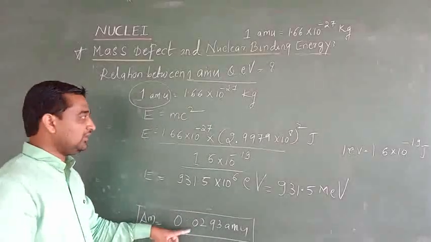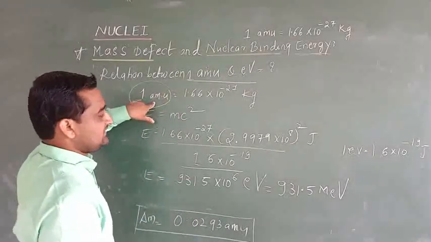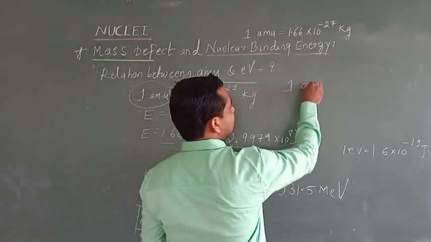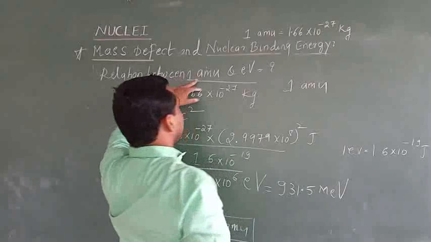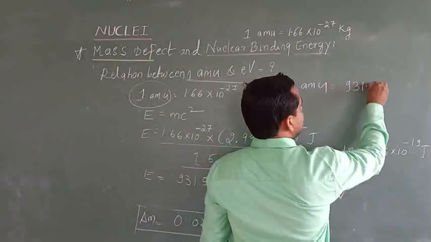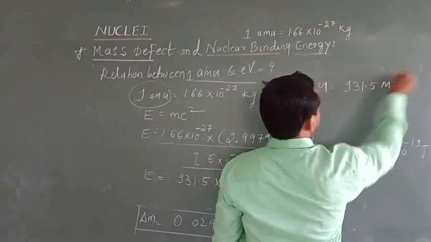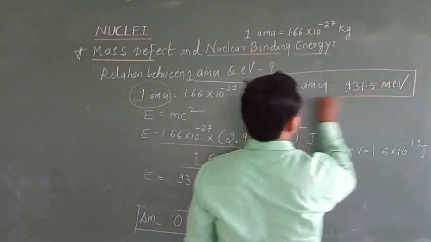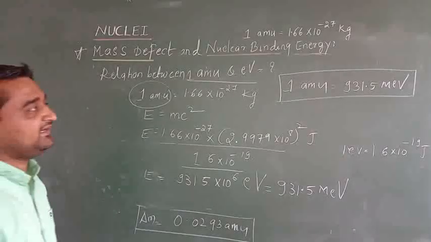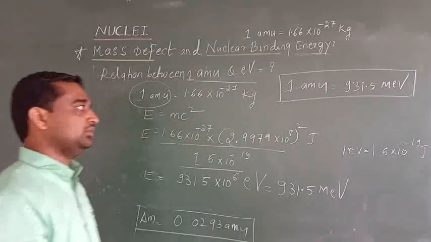However, 1 AMU is equal to how much? 931.5 mega electron volt. So this is the important relation between what? AMU and electron volt. 1 AMU is equal to 931.5 mega electron volt, right?